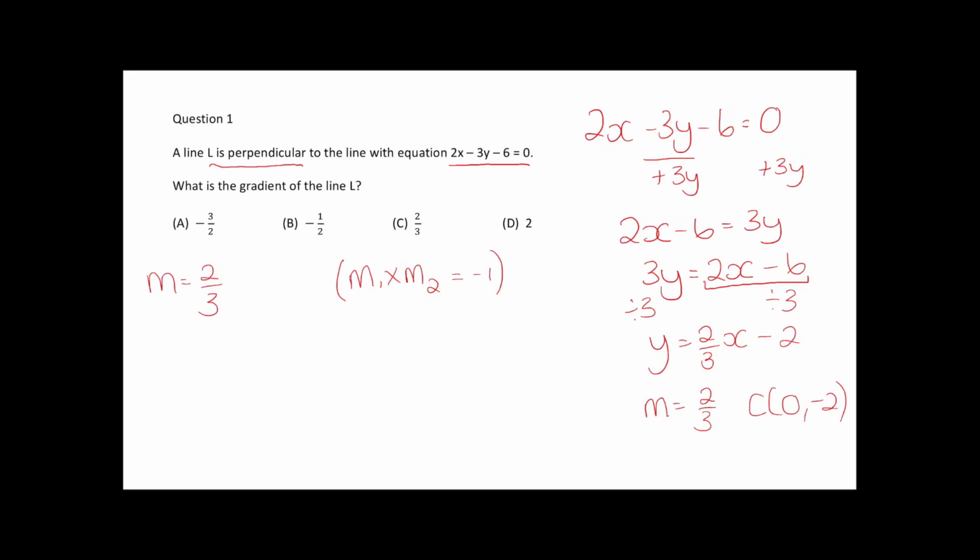But the easiest way I think of thinking about this is to think of it as flipping the fraction, changing the sign. So if we've got positive 2/3, we're going to change the sign to a negative, and we're going to flip that fraction upside down to 3/2. So our perpendicular gradient is -3/2. Looking up at our options, that is option A. So for question 1, your answer should have been A.